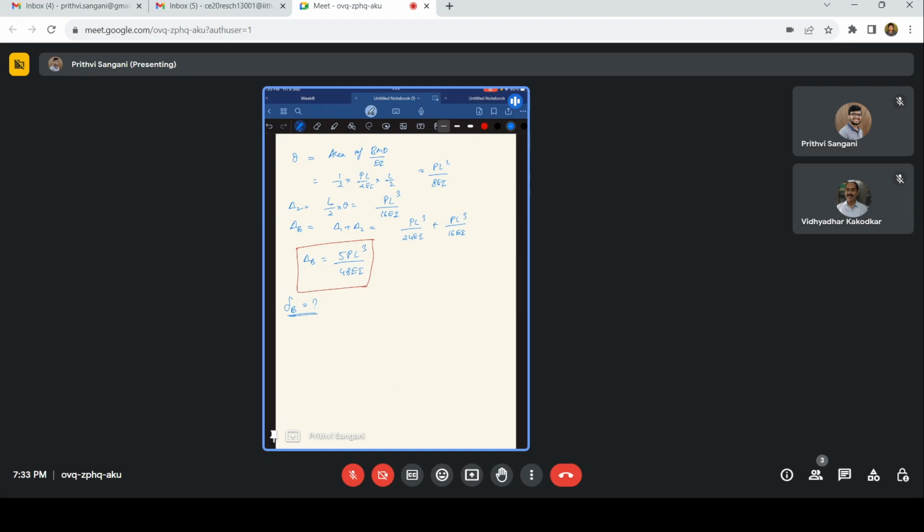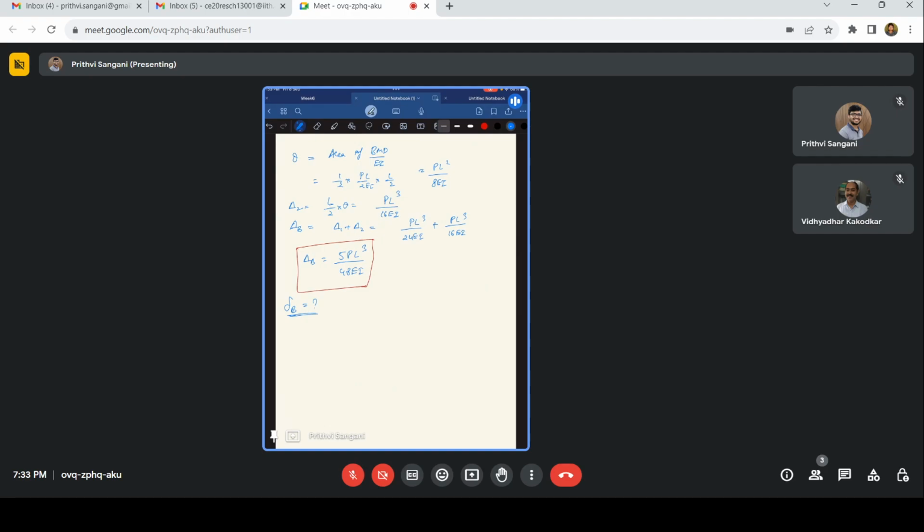That means dM by dx should be zero. If dM by dx should be zero, that means it should be tangential to the horizontal axis, right? In this case you can't see that. In this case there is some tangent present. That means there is some shear force acting. So this is wrong.